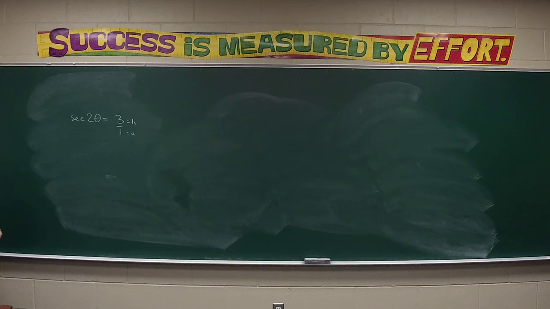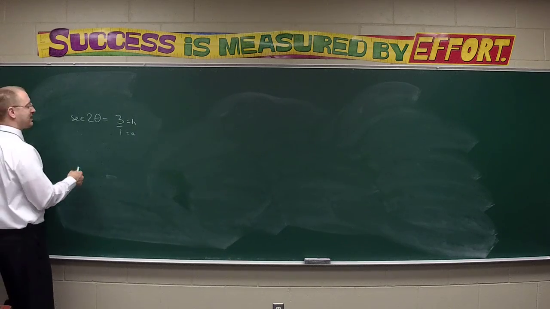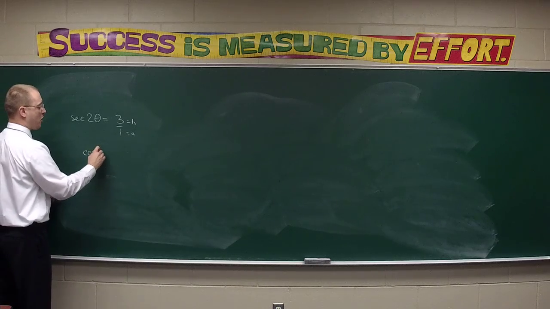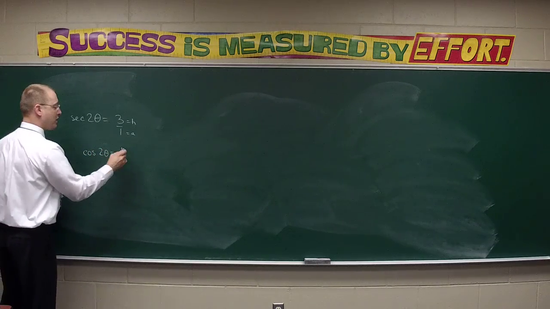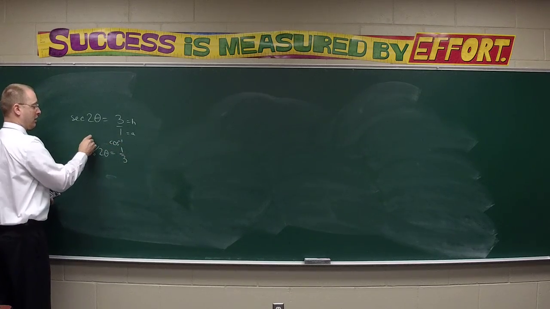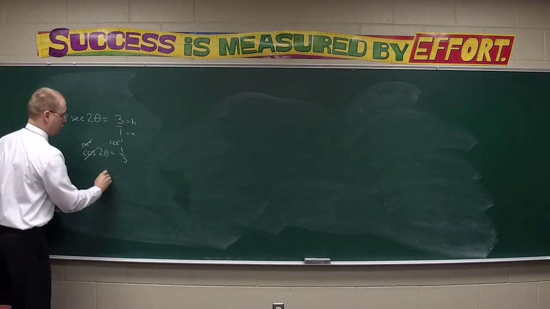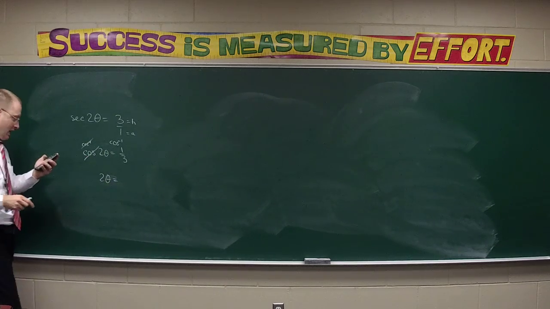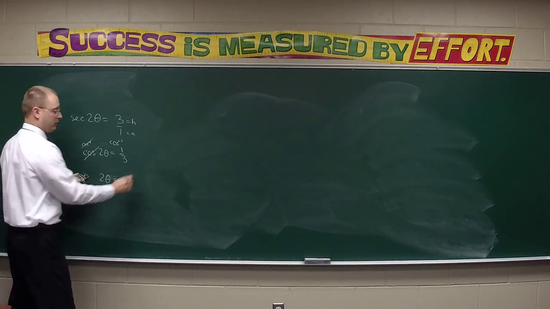But we have to pull out our calculators. Here's the problem. I can't necessarily take the arc secant. So I'm going to have to think of this as the cosine is 1/3. And I'm going to take the arc cosine of both sides to get that 2 theta is equal to the arc cosine of 1/3. And what do we get for our angle?